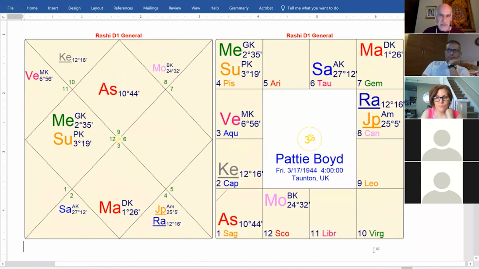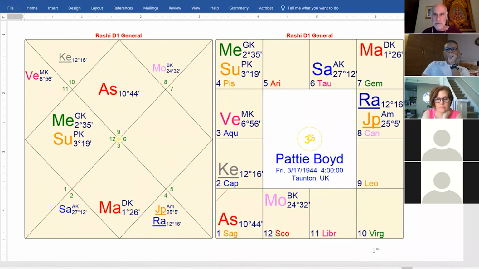And then, this has nothing to do with the topic of siblings, but she had no children. Right? She had no children. What might be some combination here that would reflect that reality of her life? Jupiter with Rahu in the 8th.